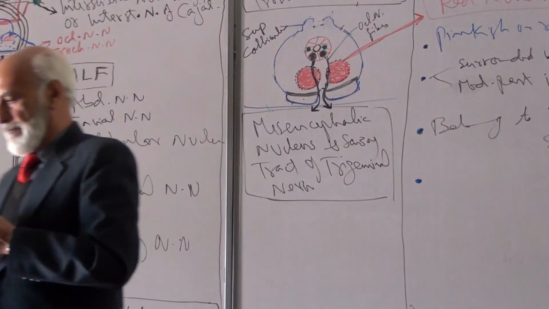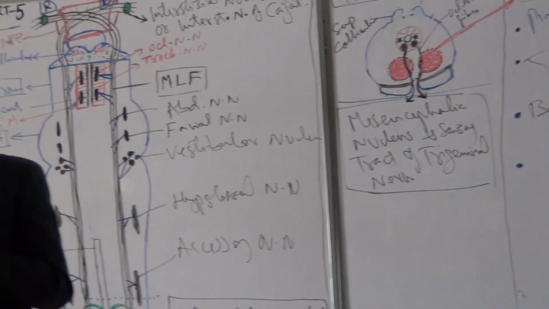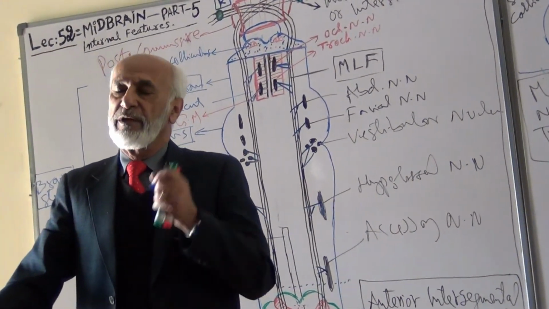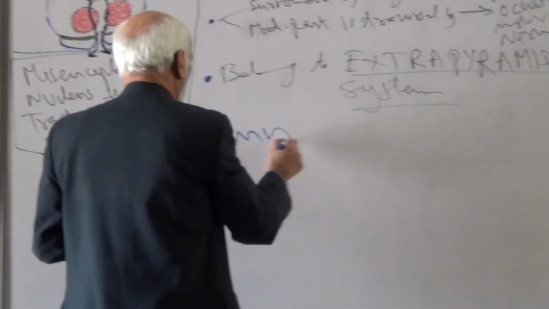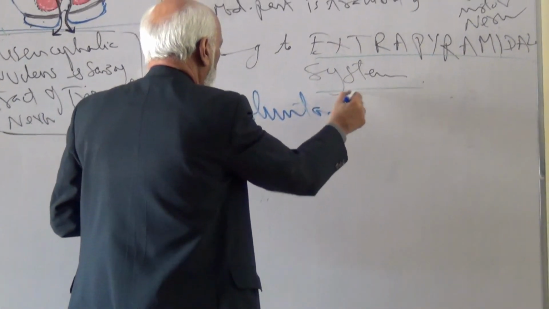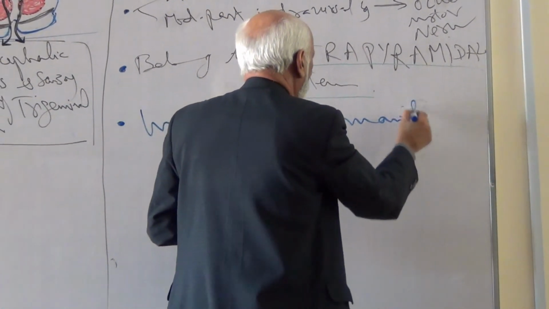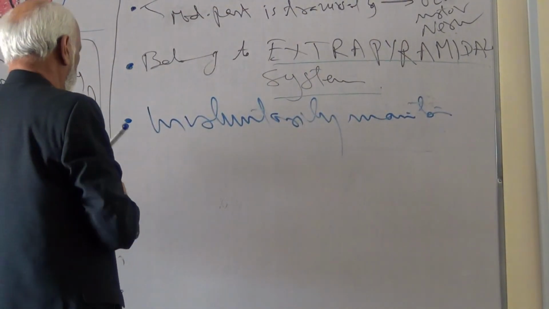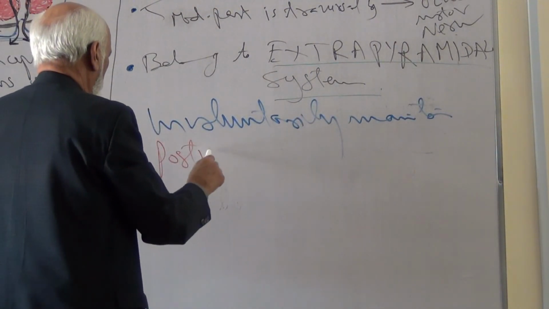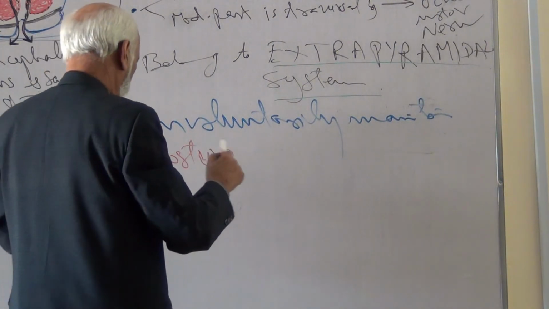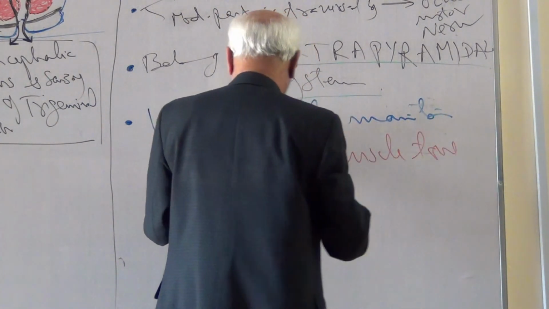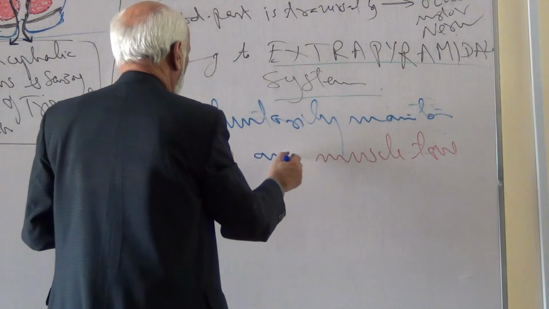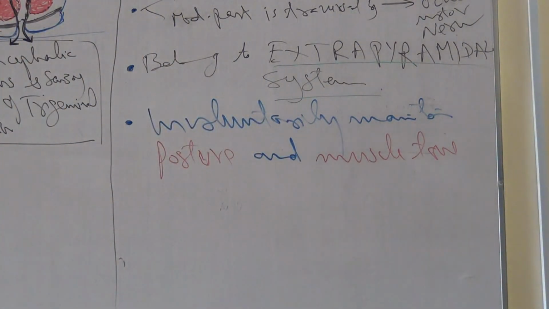The red nucleus is responsible for involuntarily maintaining posture and muscle tone. It maintains the muscle tone and also the posture of the body.